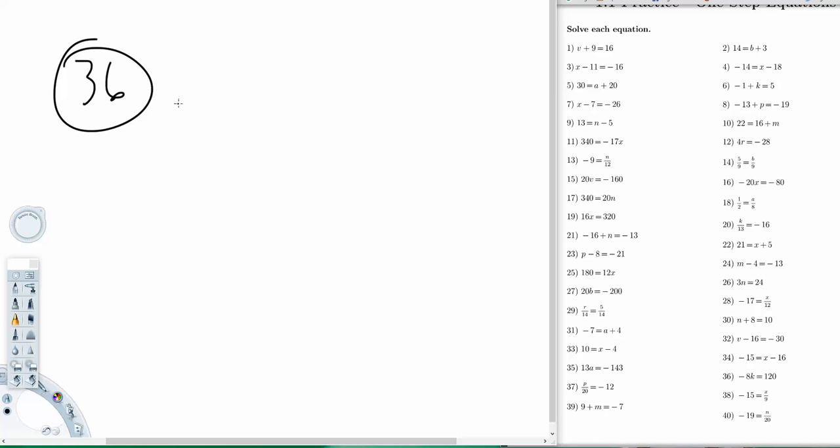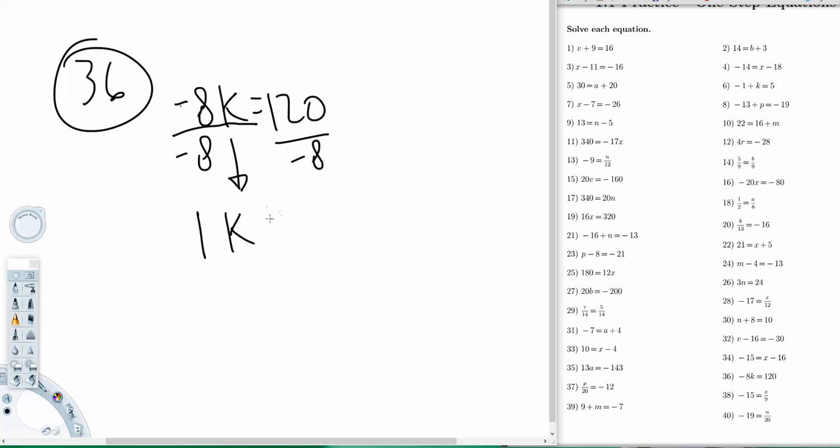36 now. Minus 8k equals 120. So whatever you're multiplying by, minus 8k, you can undo by dividing by minus 8, right? So here's a minus 8, we're dividing. And here's a minus 8, we're dividing. So negative 8 divided by negative 8 equals 1. Here you have k, bring this down, equals 120 divided by negative 8 equals negative 15. So since anything multiplied by 1 is that thing, k equals negative 15. Am I right? Yes, he is.